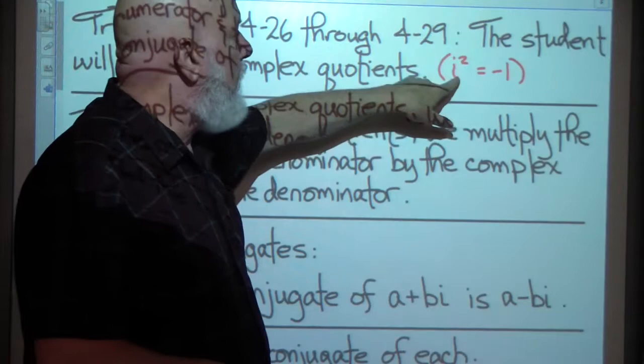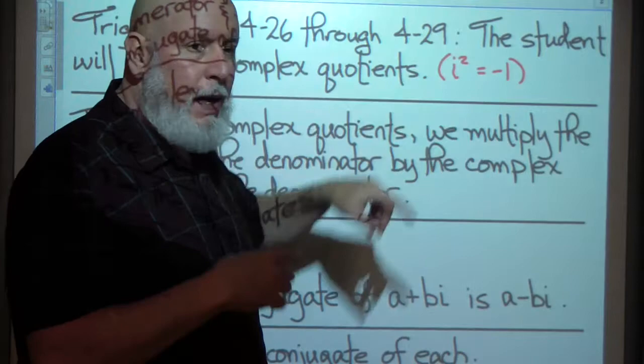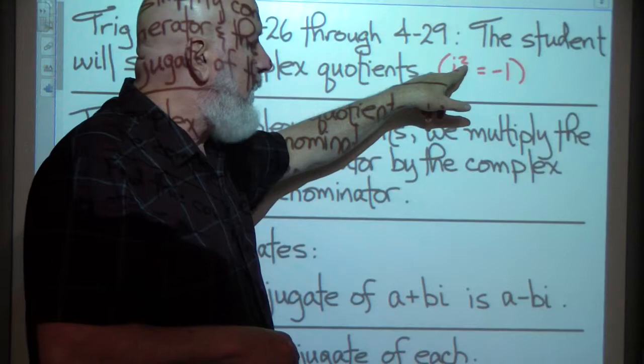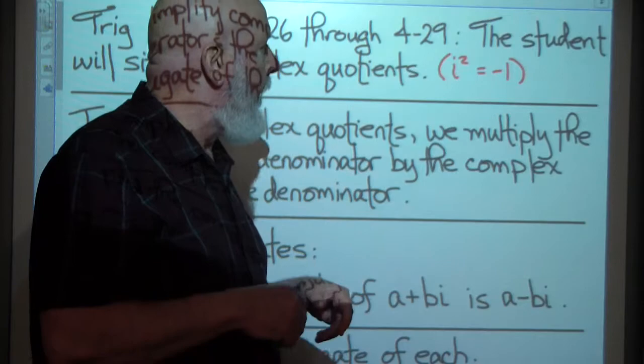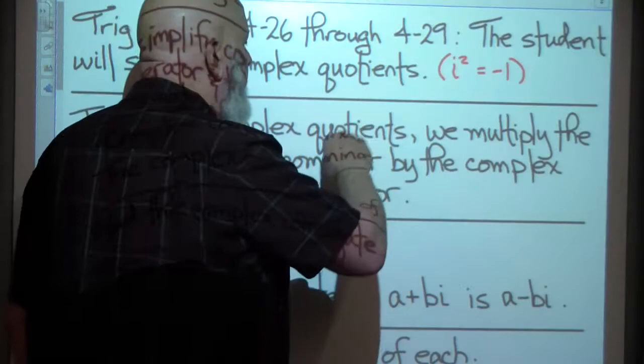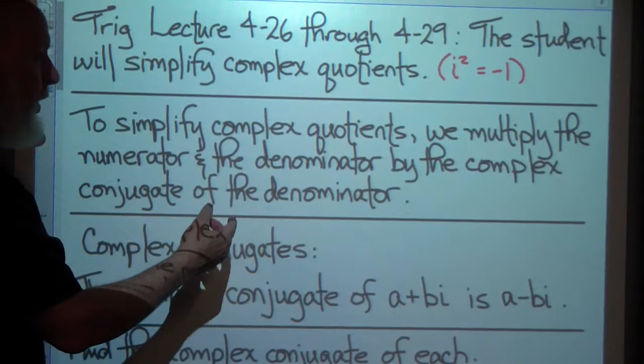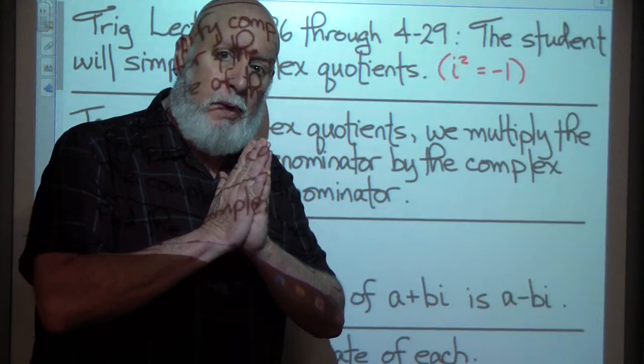So what I want to remind you of is that i is the imaginary unit, and it's the only number such that if we multiply it by itself, we can get a negative value. i squared is negative 1. i is the square root of negative 1, therefore i squared is negative 1. And what we're going to do is divide complex numbers by multiplying complex quotients. We're going to multiply the numerator and denominator by the complex conjugate of the denominator. And that sounds terrifying, but it's really quite simple.